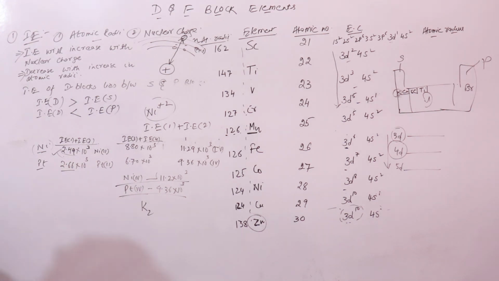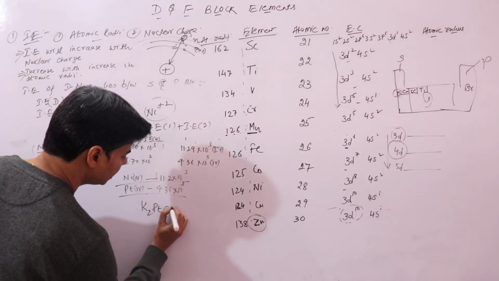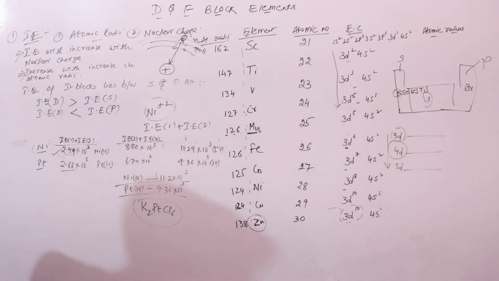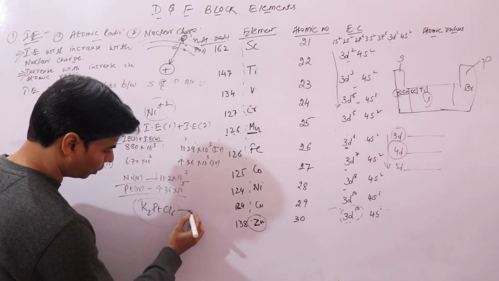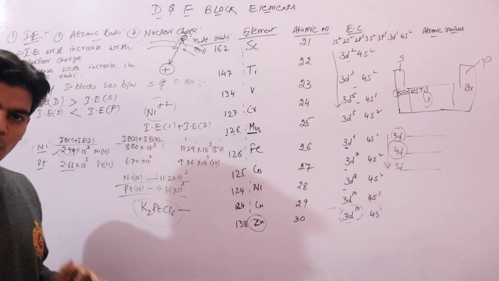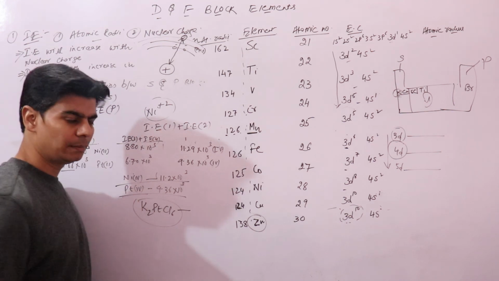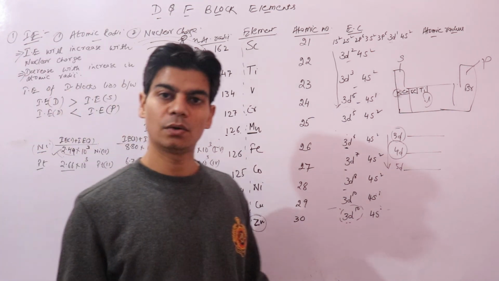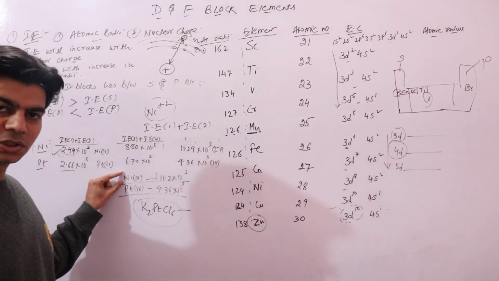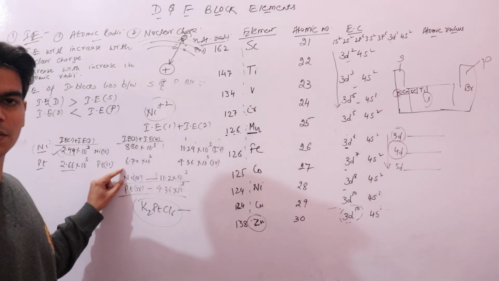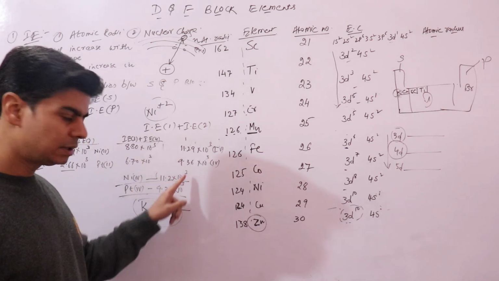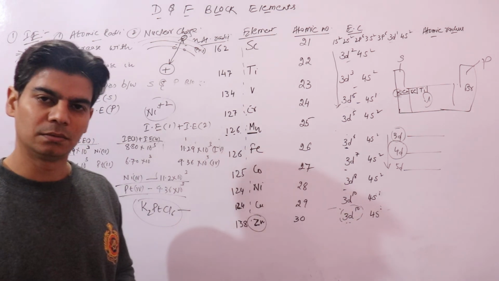That is why, for example, there is a compound K2PtCl6, where platinum is in +4 oxidation state, right? This compound is known, whereas the similar compound in case of nickel is not known. Why? Because its ionization enthalpy is more. When your ionization enthalpy is more, it is difficult to reach this oxidation state. When it is difficult to reach this oxidation state, that means the compounds in which nickel is in this oxidation state are less stable, right?